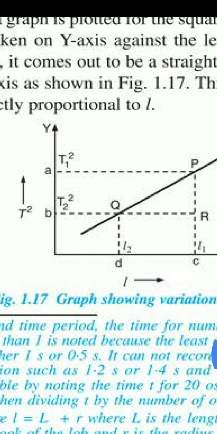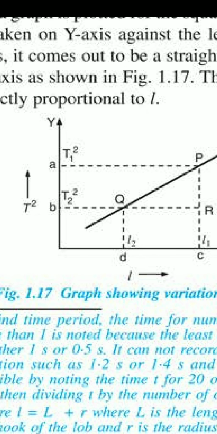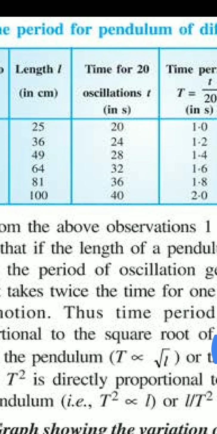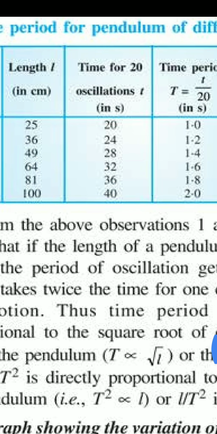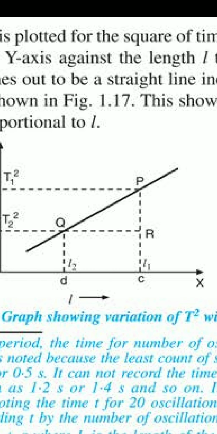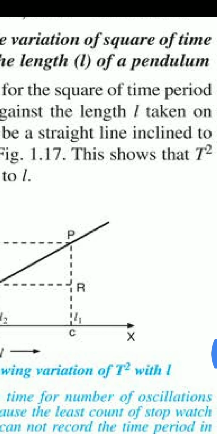And then we draw a graph between L and T square. And what do we find? We find that this is a straight line like this. These kinds of straight lines show that L and T square are directly proportional. That means as we increase L, T square increases. Then what do we need to do? We will calculate the slope.